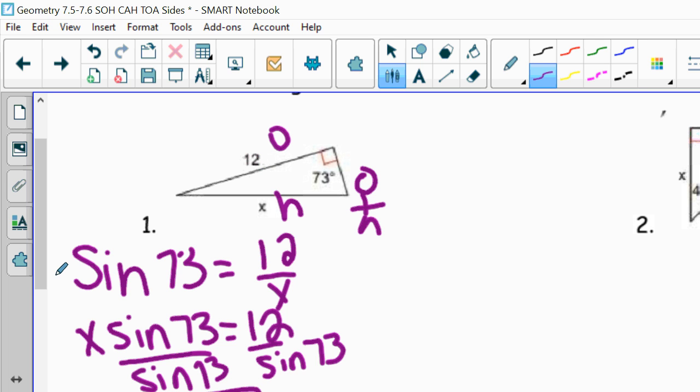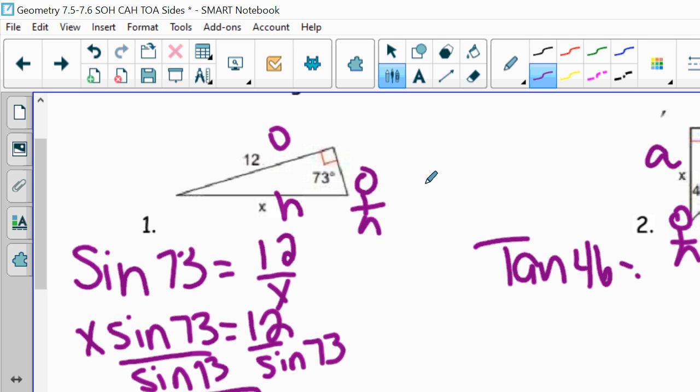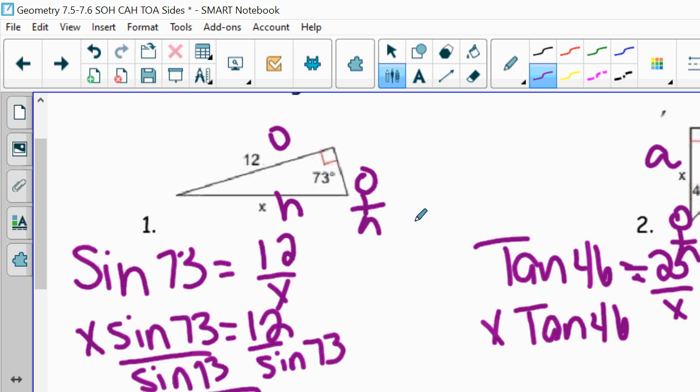Number two, 46, this is my angle. I have the adjacent and the opposite. Adjacent and opposite, that's tangent. So I would say the tangent of 46 equals opposite 20 over adjacent x. Cross multiply, x times the tangent of 46 equals 20, divide by the tangent of 46. So if my variable is in the denominator, I'm going to end up dividing by my trig function. So I type in my calculator, 20 divided by the tangent of 46, and I get x is approximately 19.3.